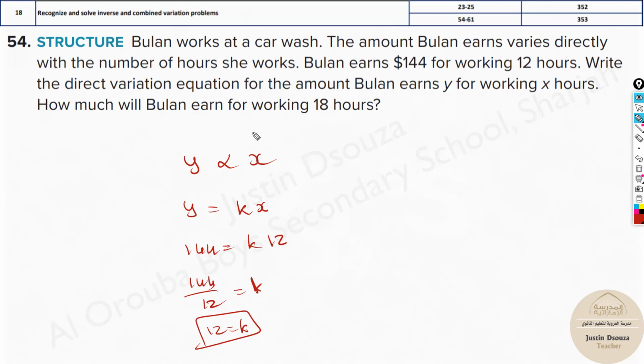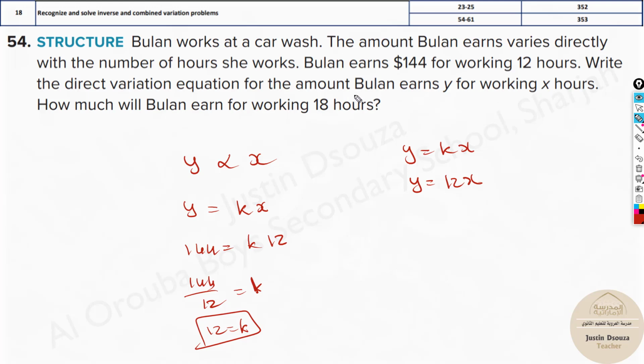Now, how much will Bulan earn for working 18 hours? We know k is 12, right? So y is equal to kx. Here they have also asked to write the direct variation equation, so I'll write it before we solve that. y is equal to 12x. This is the direct variation equation.